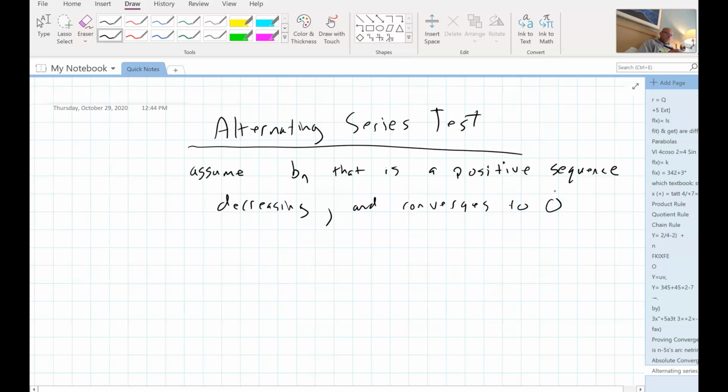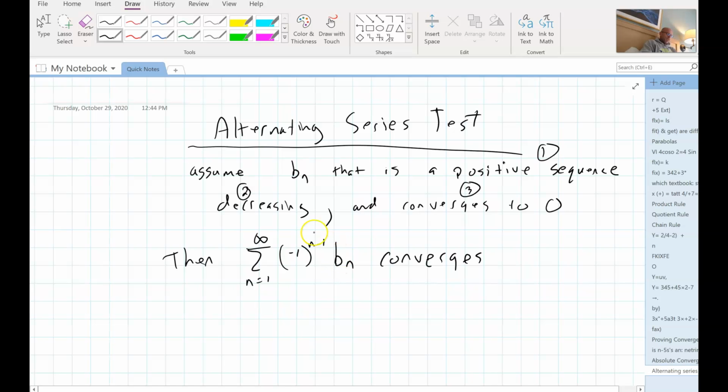So you can tell there's really three things we have to show. We have to show that it's positive, we have to show that it's decreasing, and we have to show that it converges to zero. If we can show that, then the series from n equals 1 to infinity of (-1)^(n-1) times b sub n does converge.